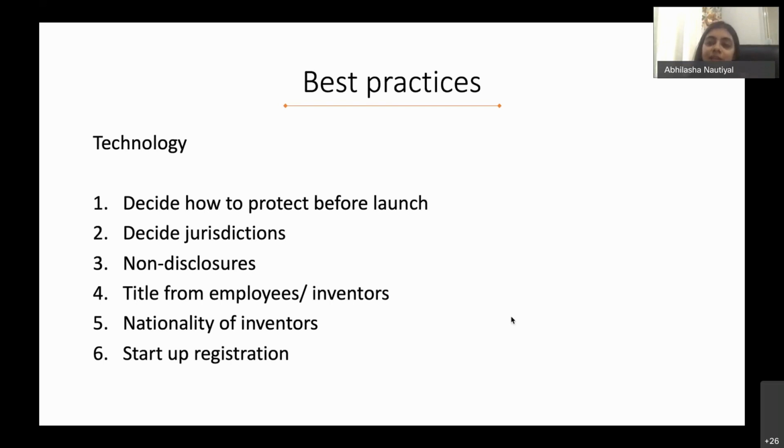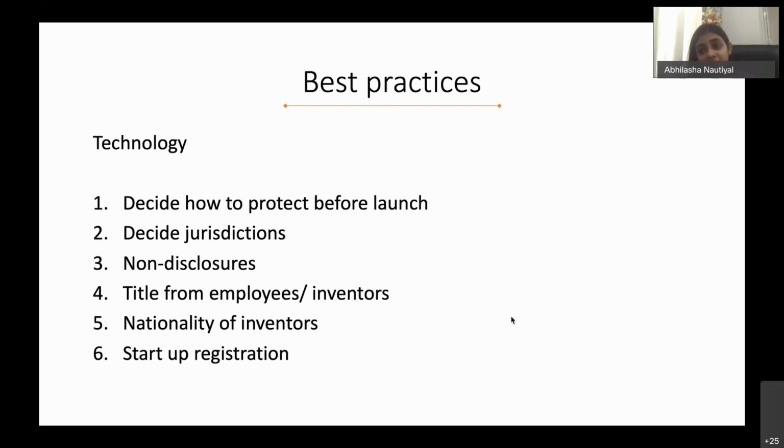For tech, your NDAs are very critical. Who is creating this tech and how does your company own it? That chain is really, really important. So 3 and 4 are tied. Non-disclosure is critical for the reason that you don't want your invention to become public or you don't want someone to steal it. And title from who has created the invention to the company is very, very important.